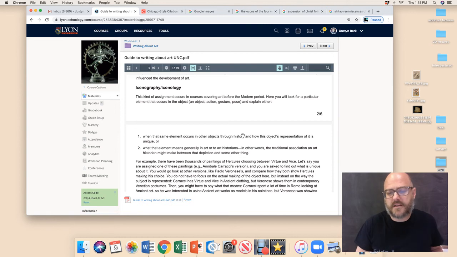Because think about it, probably 17th century references to symbolism are lost on us today. We don't necessarily recognize those same symbols. So they'll decode it for us in that writing. That's essentially what you're doing as well.